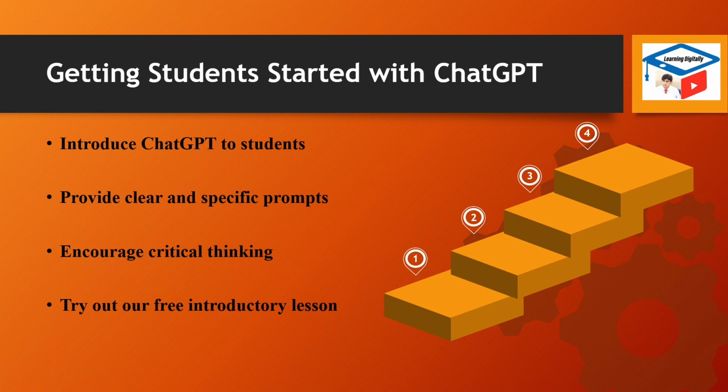Number two, provide clear and specific prompts. Give students well written prompts that are aligned with their learning objectives and needs. This will help guide ChatGPT to generate accurate and relevant responses. Number three, encourage critical thinking. Have students critically evaluate the accuracy and relevance of responses generated by ChatGPT. Ask them to consider the limitations and ethical considerations of AI generated content.